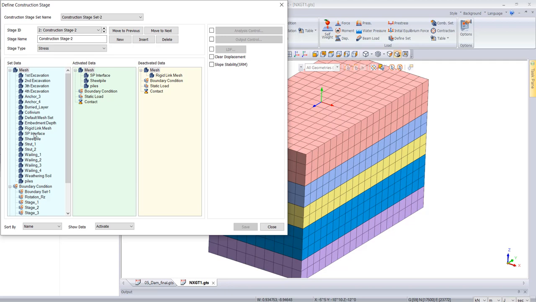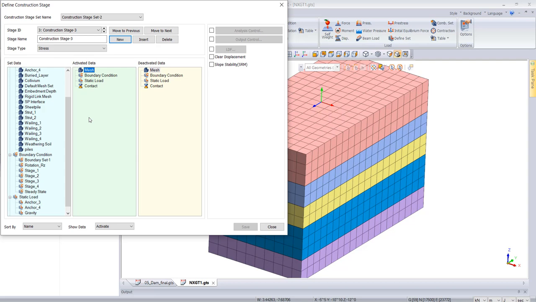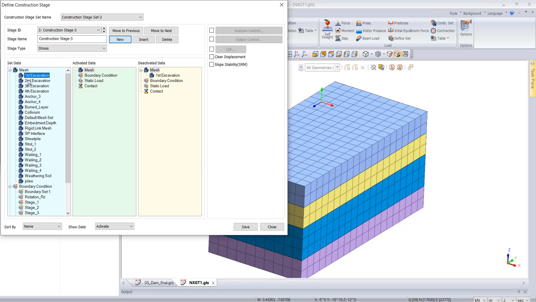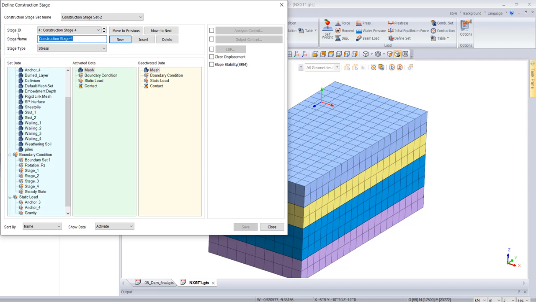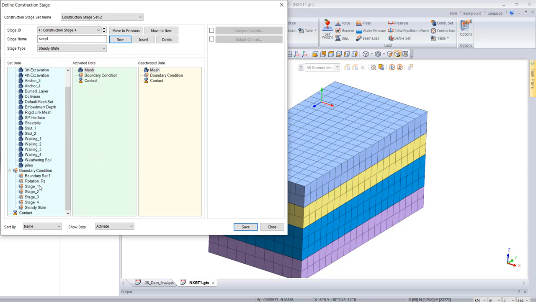Next, we start to add the first excavation, and we add our first anchor, wheeling, strut, and save. But here we forgot to add the boundary condition for rotation of the pile, and we say save. And here we say new, and this is seepage, seep one. Now we are going to do steady, and we add stage one of review, and we add steady state, and we say save.